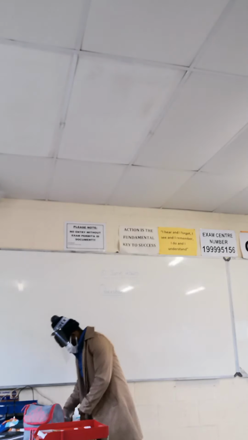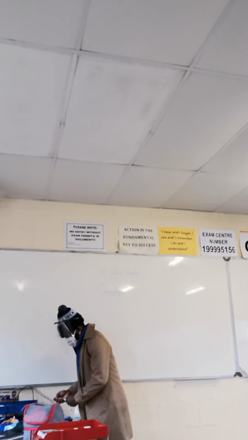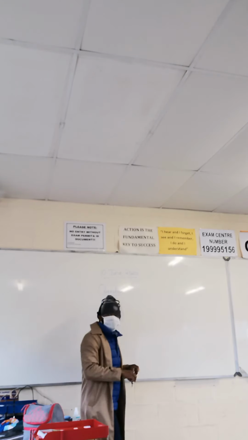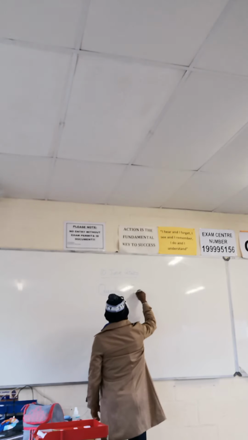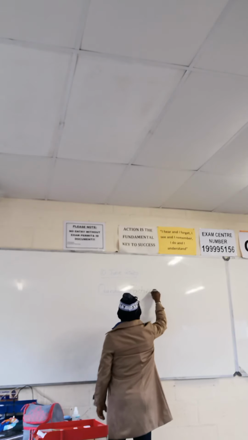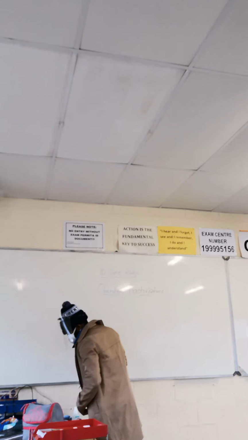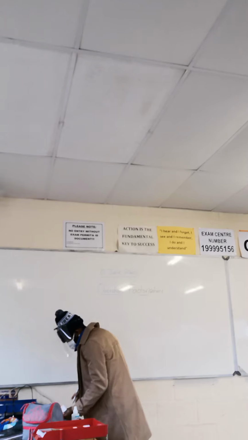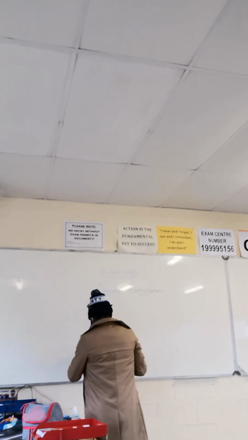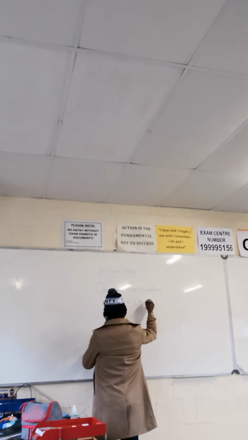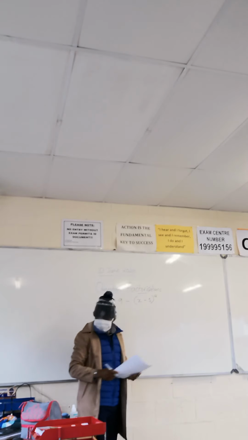Okay, we're going to start with question 1. In our question 1, it will be factorization. We have three questions in factorization. The first one is 1, 9 minus (x minus 5) to the power of 2.